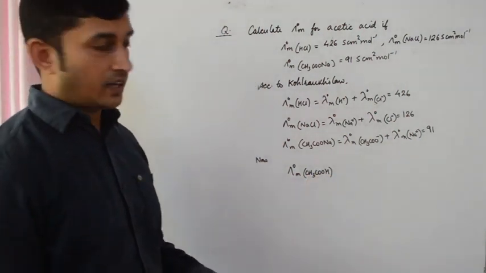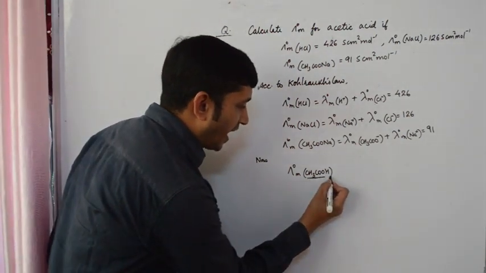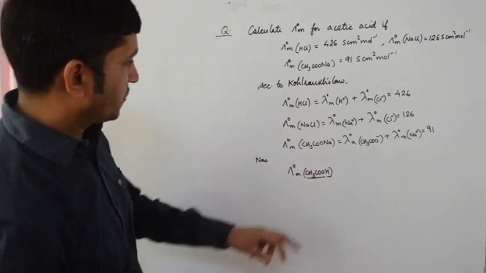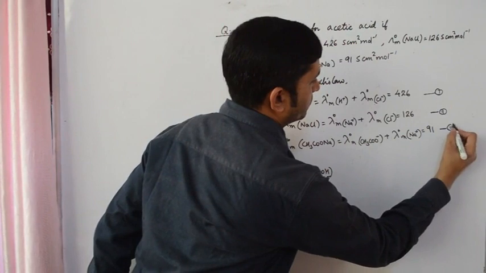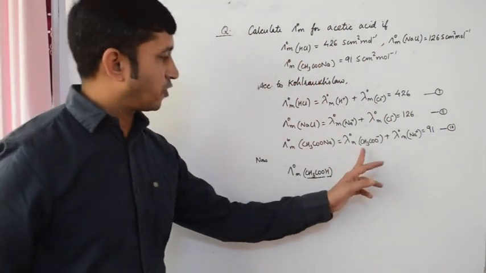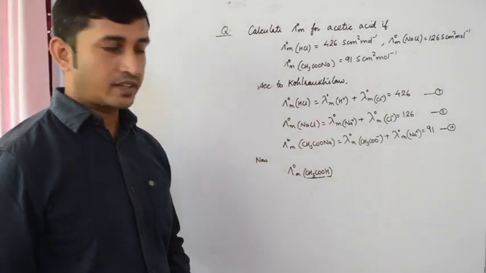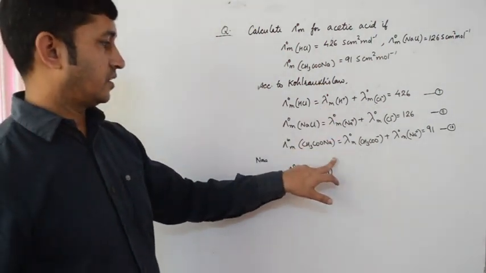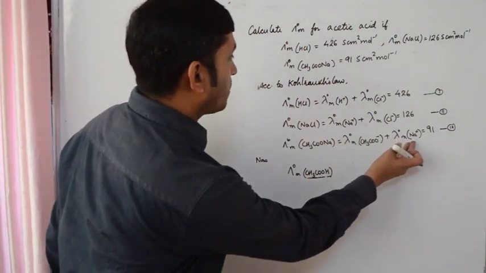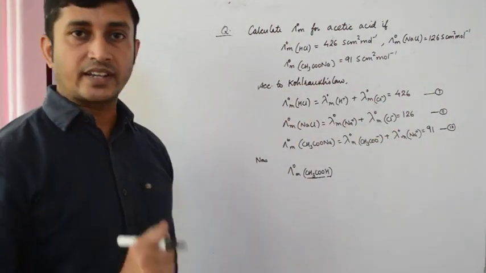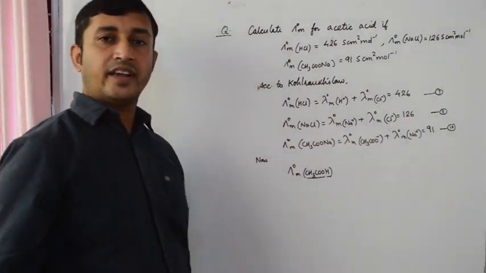For acetic acid, we need limiting molar conductivity of two ions, acetate ion and hydrogen ion. Acetate ions we will get from this, let us number this equation. Acetate ion we will get from equation number 3rd and hydrogen ions we will get from equation number 1st. So we will add these two equations. But when we add these two together, the sodium ion and chloride ion will also get added. So we need to subtract the values from equation number 2, which is for NaCl.